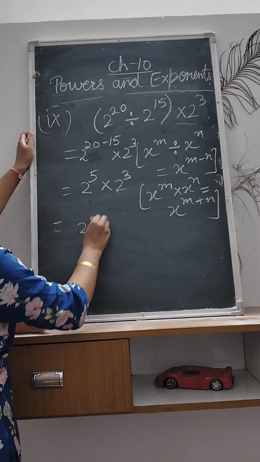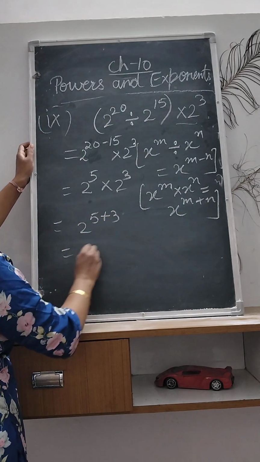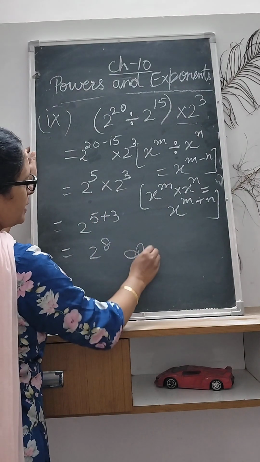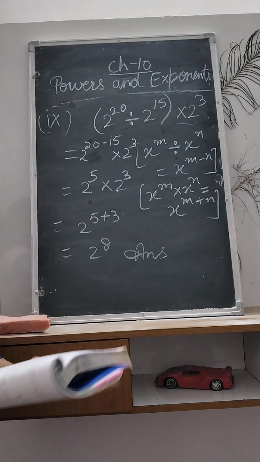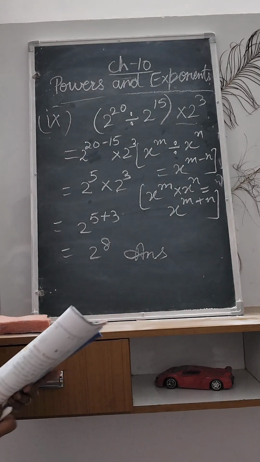So it means 2 raised to power 5 plus 3. We got 2 raised to power 8 as your answer. I hope, students, you are understanding. Now let us do question number 2.